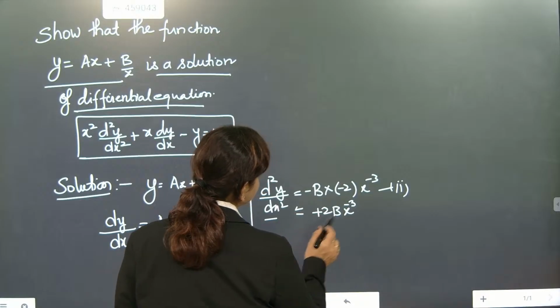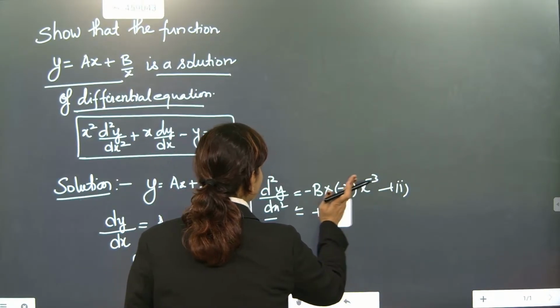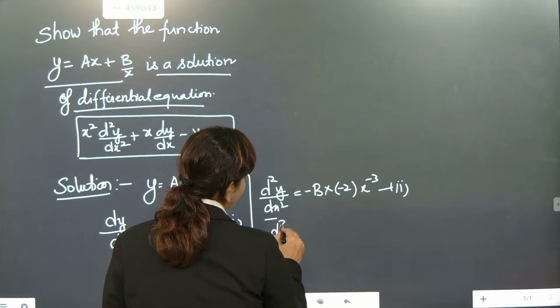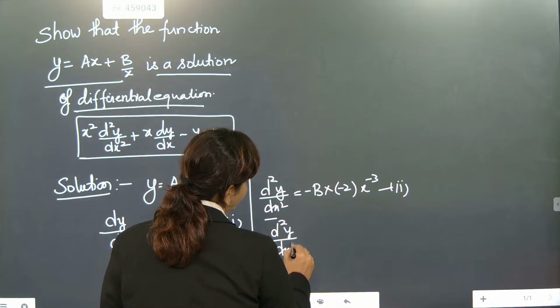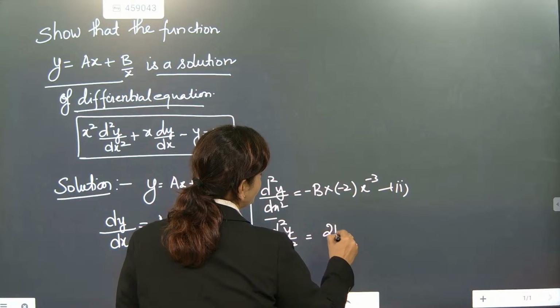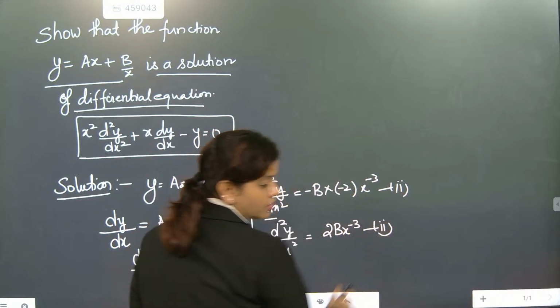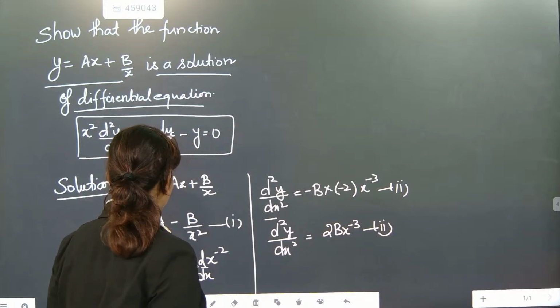So here y is equal to ax plus b by x, and d2y by dx square equals 2b x to the power minus 3. This will become equation 2. So now we just have to substitute the values.